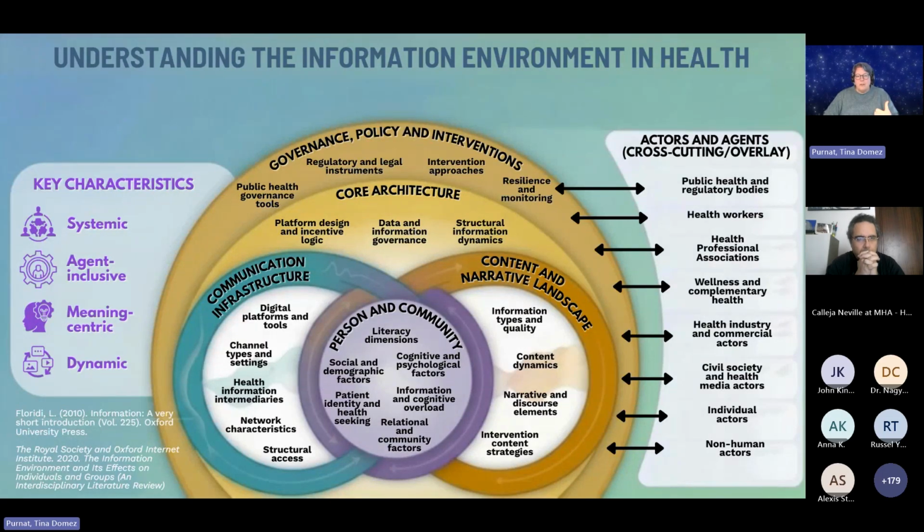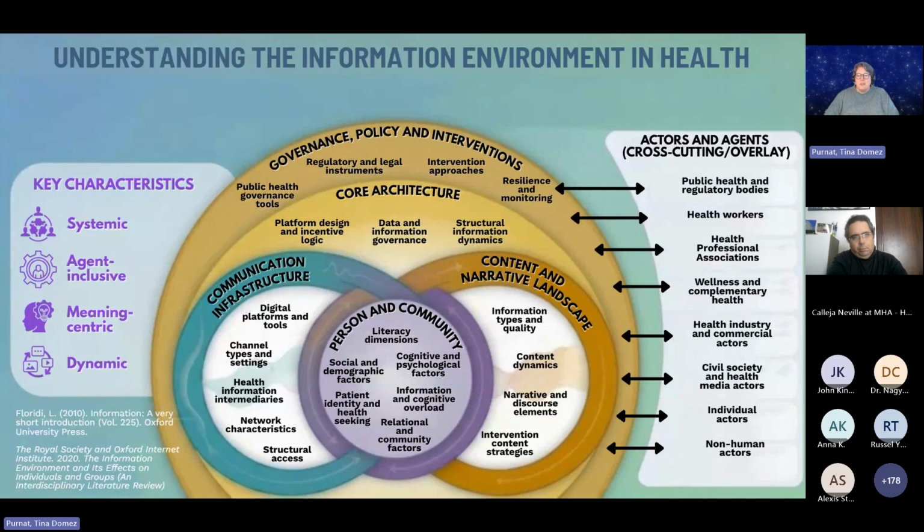First, the information environment is systemic, and that means you can't just look at one bad post or one misleading video in a vacuum because all of the actors and components interact with each other. Second, it's agent inclusive. It means that the environment is shaped not just by content, but by everyone and everything that produces, curates, and distributes information.